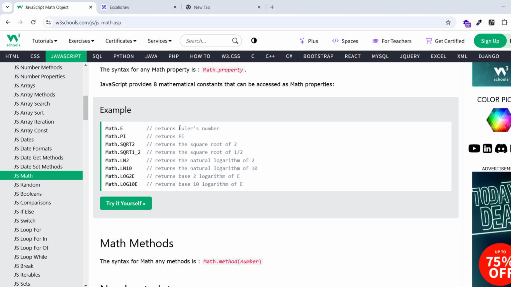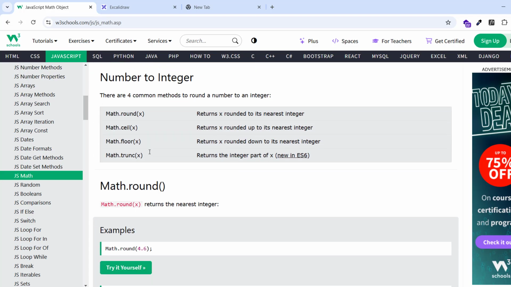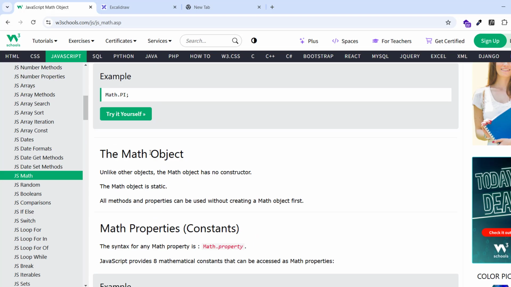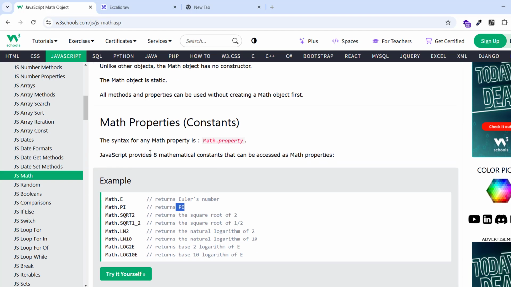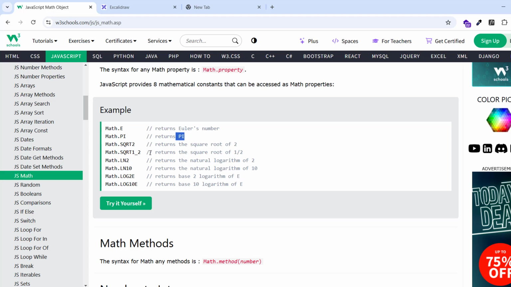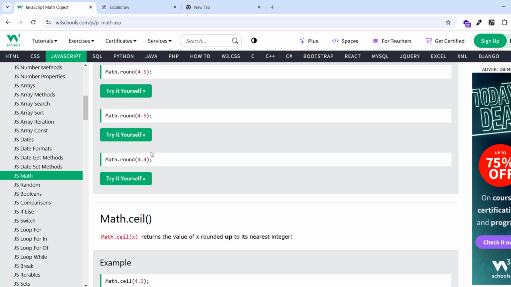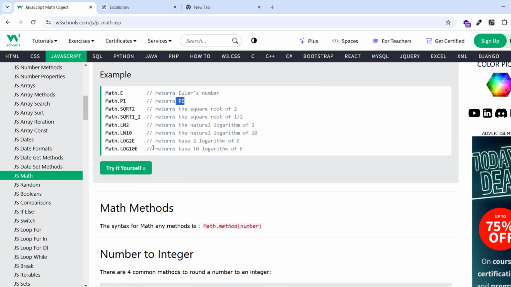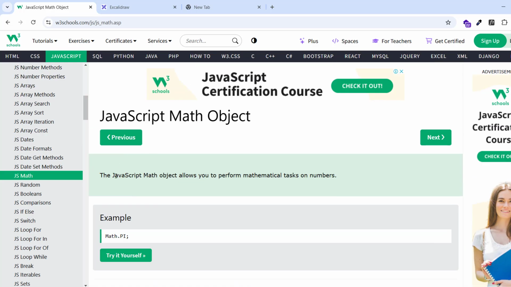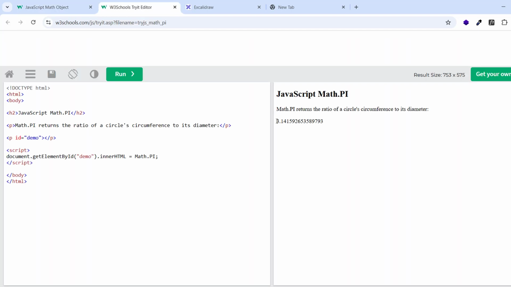Like this is the number pi. This is actually a mathematical term. Most of these things are math intensive, so if you have a good understanding of basic mathematics, then this chapter is not a big deal for you. I'm discussing and trying to solve most of the problems. So this is Math.PI. We all know pi means 3.14.